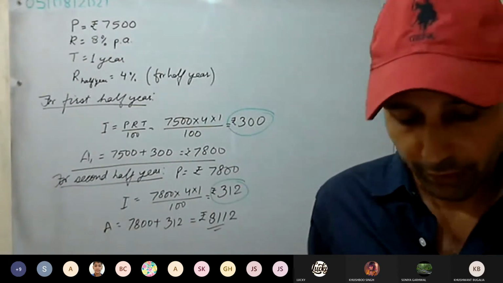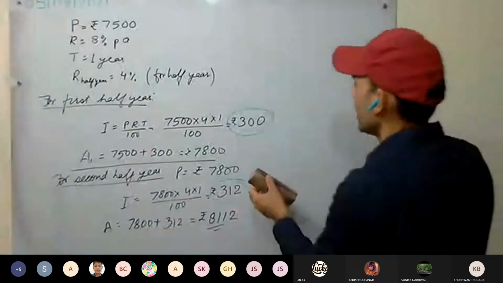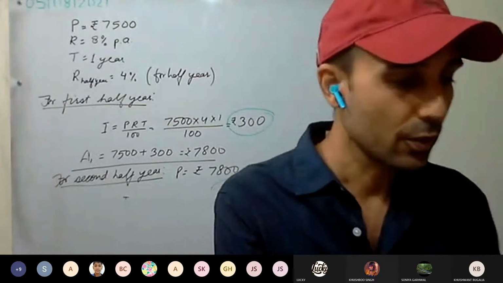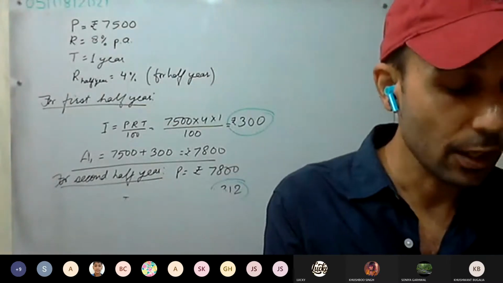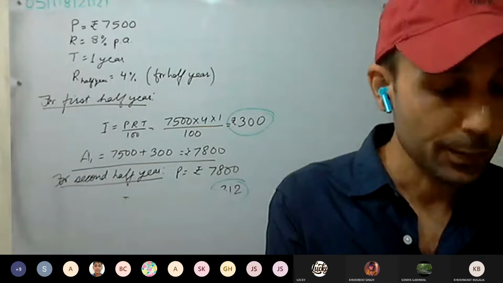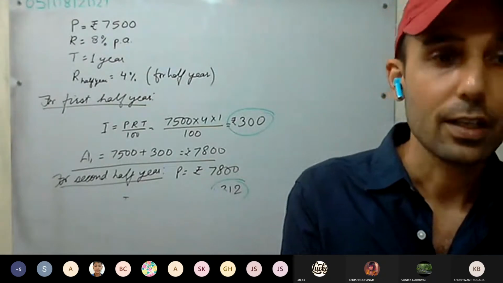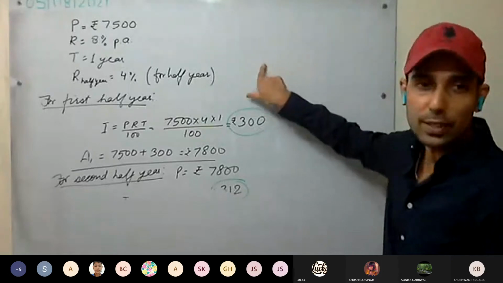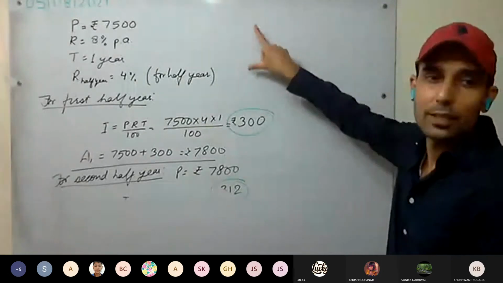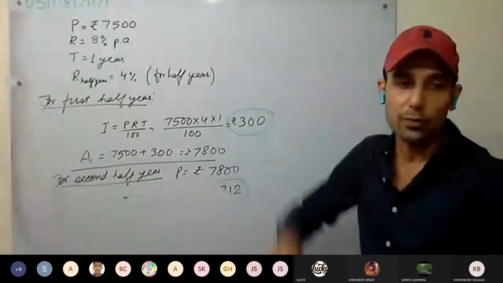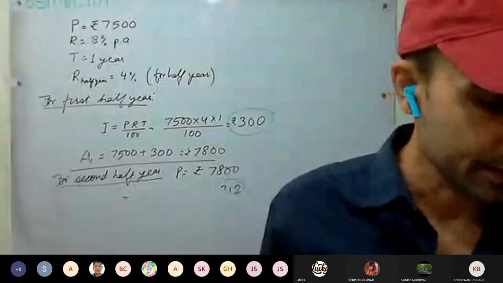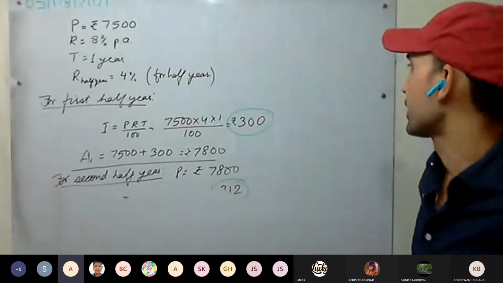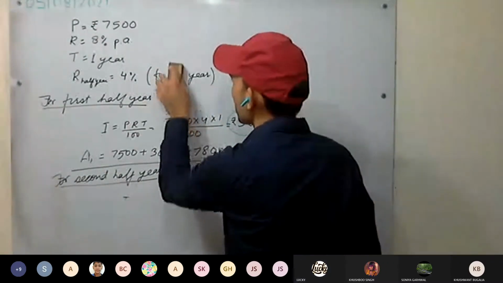14th one. It is compounded quarterly. Read the question: find the amount and the compound interest on rupees 10,000 for 1 year at 12% per annum, compounded quarterly. Compounded quarterly means we divide a year into how many parts? 4 parts. So the rate of interest for each quarter will be 12 divided by 4, that is 3%.